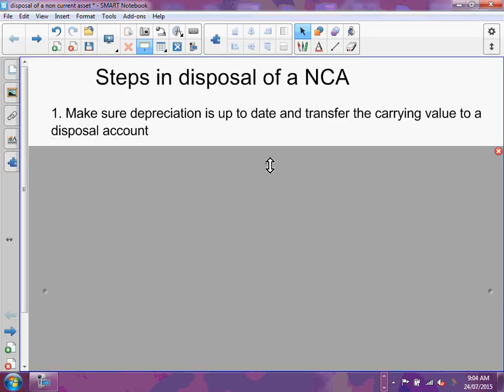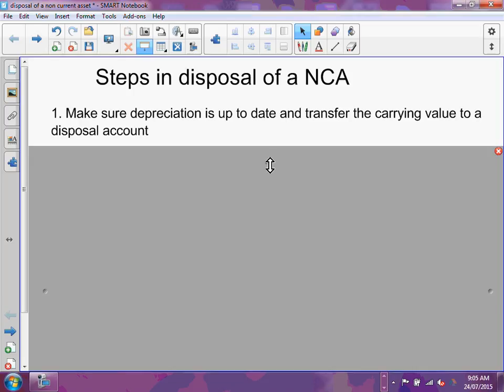So you may have to do a depreciation balance day adjustment or depreciation expense general journal entry. And those entries are always the same. Debit, depreciation, name the asset, and credit, accumulated depreciation. Good. So that's the first step.